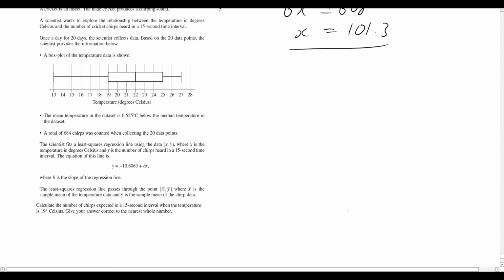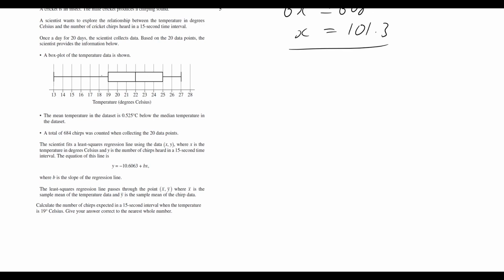So a cricket is an insect. The male cricket produces a chirping sound. A scientist wants to explore the relationship between the temperature in degrees Celsius and the number of cricket chirps heard in a 15-second time interval. So once a day for 20 days, the scientist collects data. Based on the 20 data points, the scientist provides the information below.